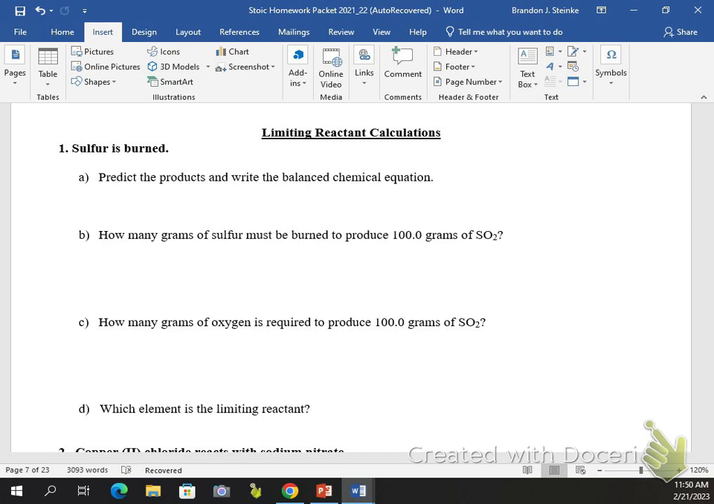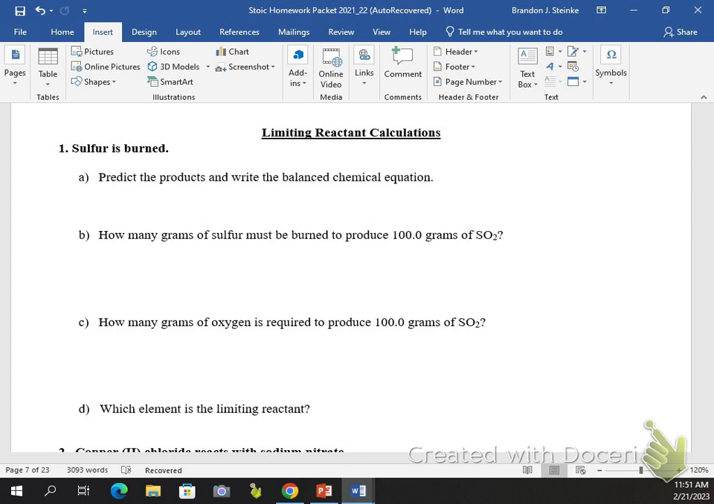So all those times you saw excess on your last homework, that's what we were talking about. It's going to be leftover. There's going to be some left over, right? So that's what we're talking about today. Which one of your reactants is going to be used up and stop your equation, and which one's going to be left over? Okay? This is big business for some people, right?